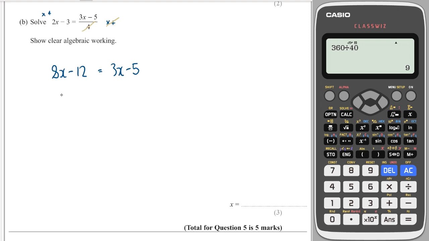Then I'm going to subtract 3x from both sides, so that turns into a 5x, and that 3x on the right disappears. I'm then going to add 12 to both sides, which cancels the minus 12 there, and adding 12 to minus 5 gives you plus 7. I'm going to divide through by 5 to get 1x, and I'm going to leave it as a fraction, 7 over 5.